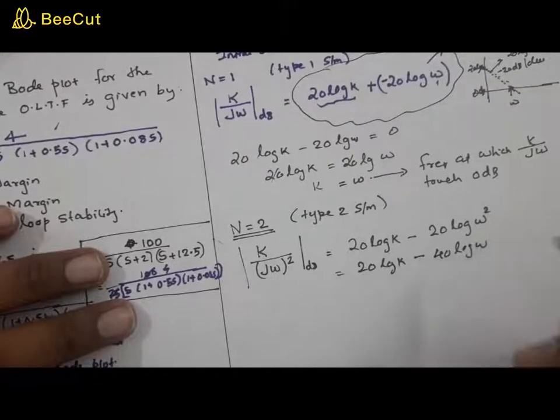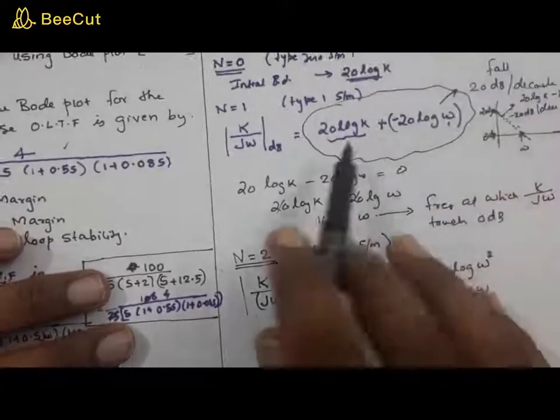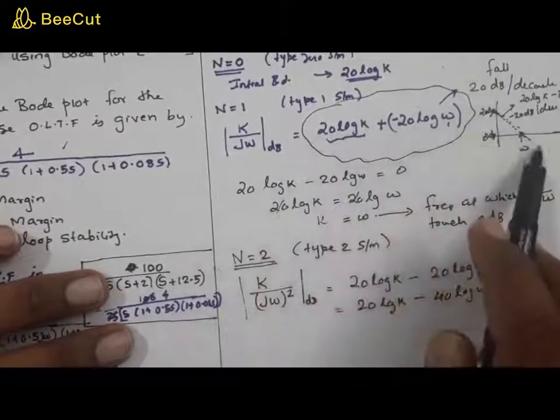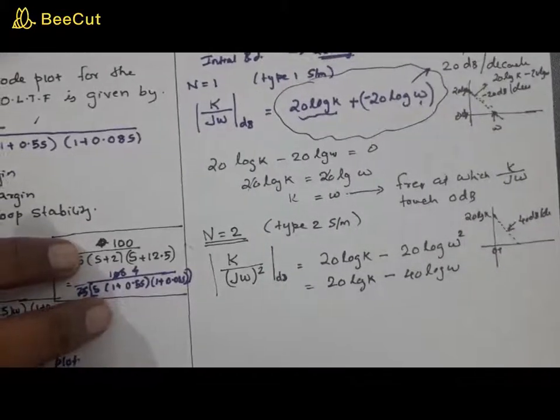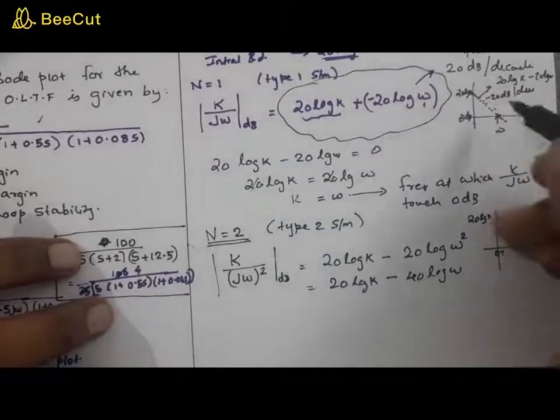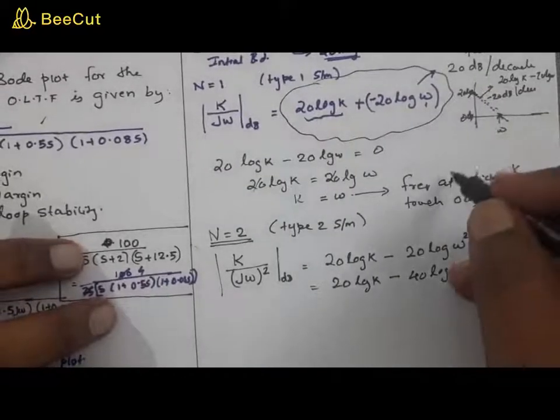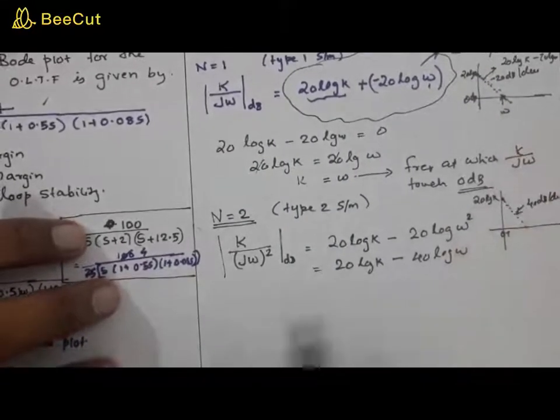Now what is the difference? In the type 1 system, this reduces at a rate of minus 20 dB per decade, while in a type 2 system, it starts from 20 log k, but it reduces at a different rate, that is minus 40 dB per decade. So what we need to do is understand the frequency at which it touches the 0 dB. That's why we are finding that out.